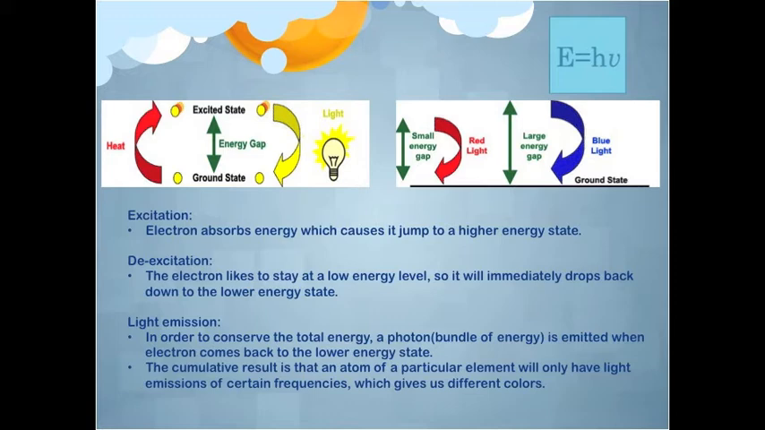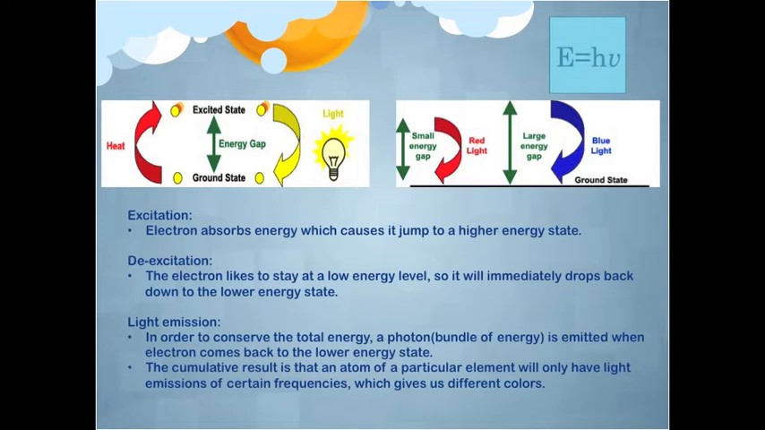Now, let's look over the whole process again. We can categorize the process into three phases. The first one is excitation. The electron from the ground state absorbs energy and then jumps to the excited state. The second is called de-excitation. The electron likes to stay at a low energy level, so it will immediately drop back down to the lower energy state. The third phase is called light emission. In order to conserve the total energy, a photon is emitted when electrons come back to the lower energy state.